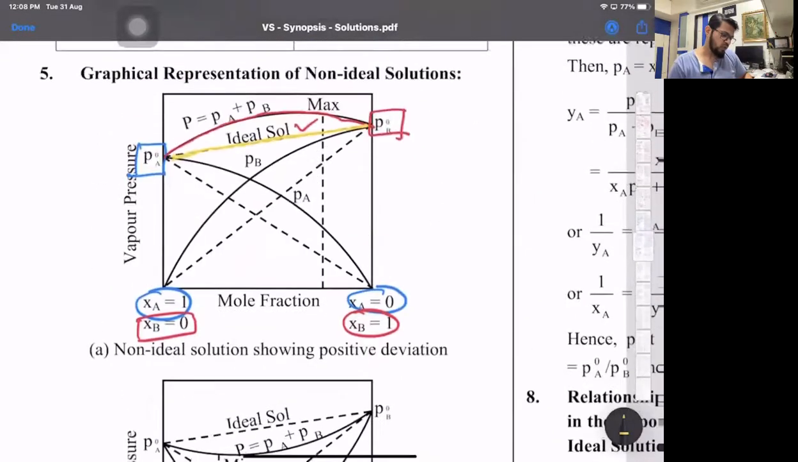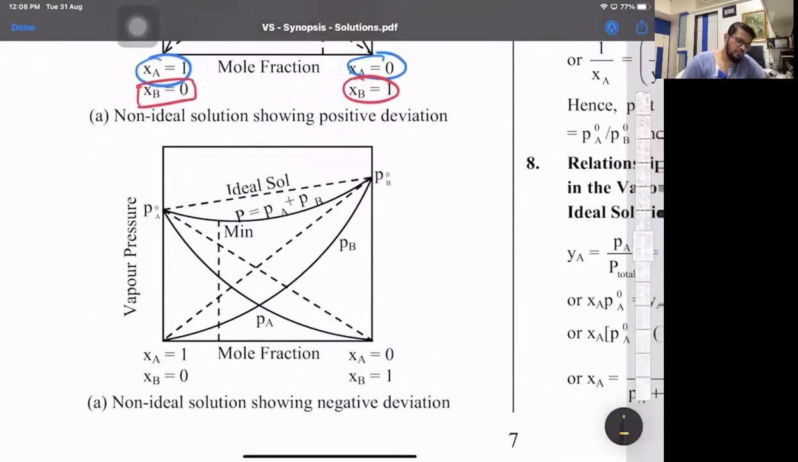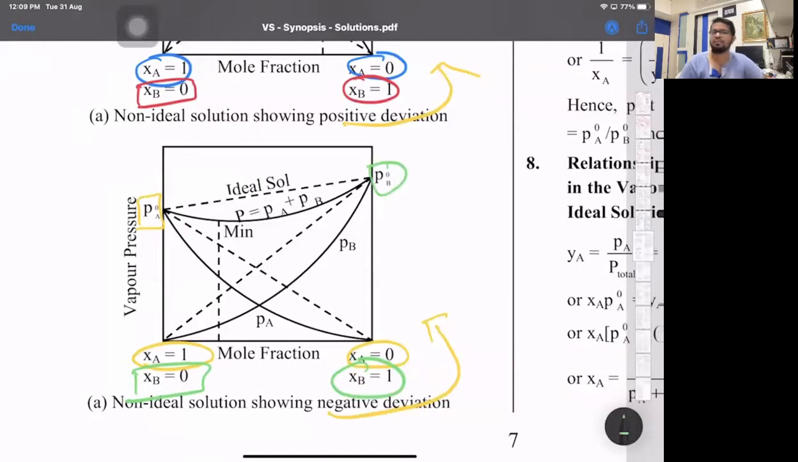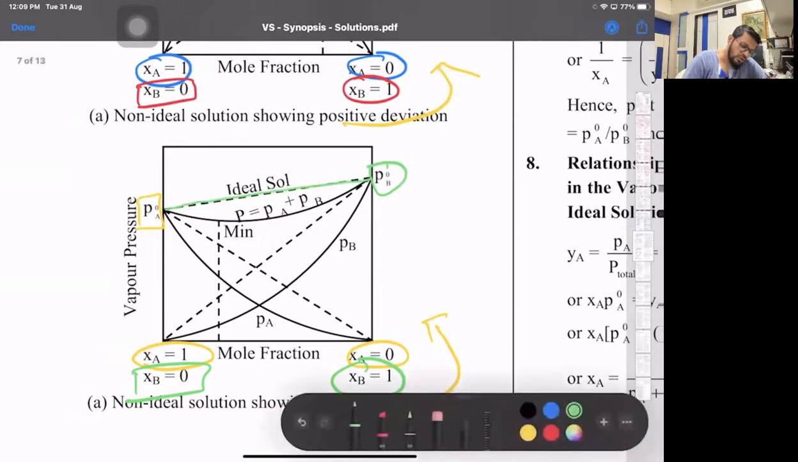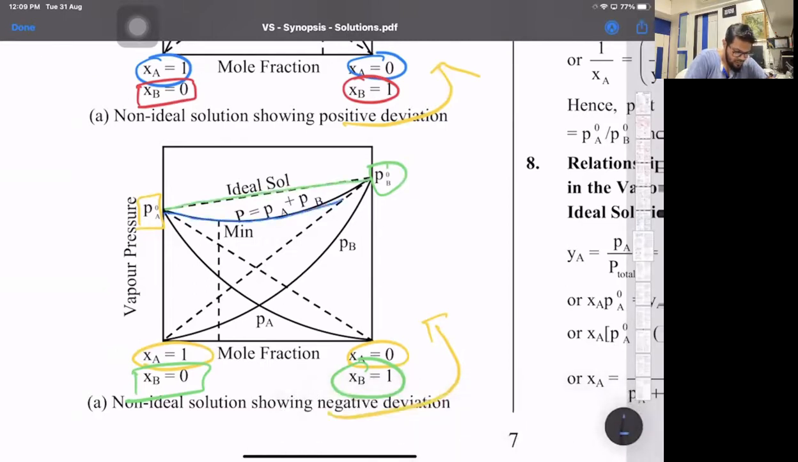Same way, you have the negative deviation. So the above one is positive, and this one is the negative deviation. Look at that. XA to 1, that's the intercept P naught A. And XB 0 to 1, that's the intercept P naught B. So this should be the ideal, but the solute-solvent interaction is stronger. So vapors are not coming immediately to the surface, and the total vapor pressure is less than expected. So this is the ideal, and what is found is this. It is less than expected. That's called the negative deviation. Okay.